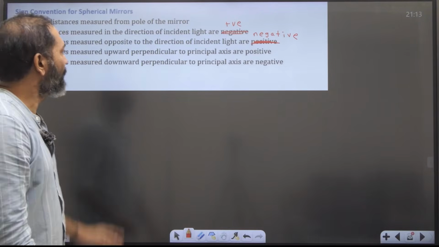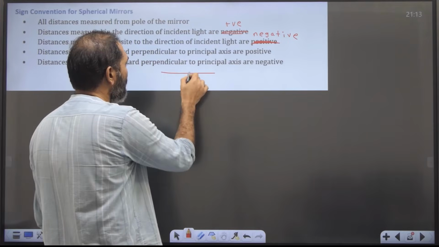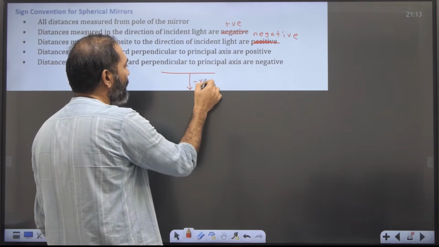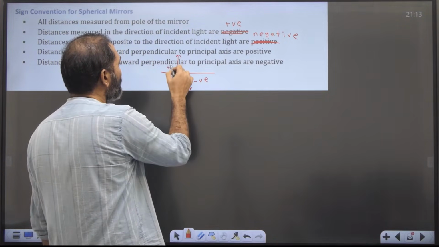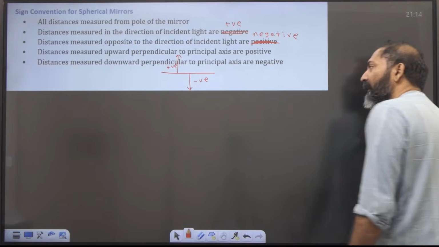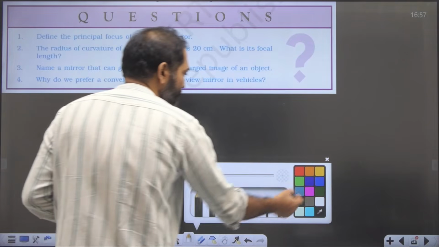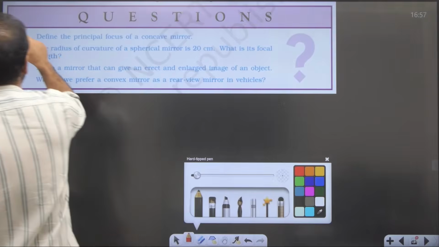Okay, then we have explained this. So if this is principal axis and if you consider this distance negative, this positive, because it is perpendicular above principal axis positive, perpendicular below principal axis negative. Now let's see the questions. So what is our first question?